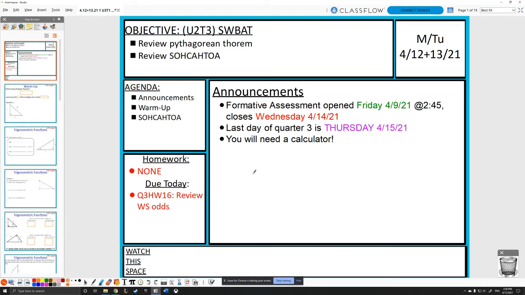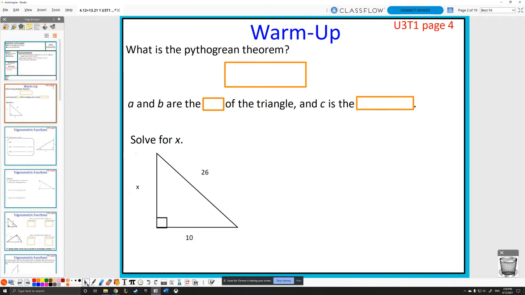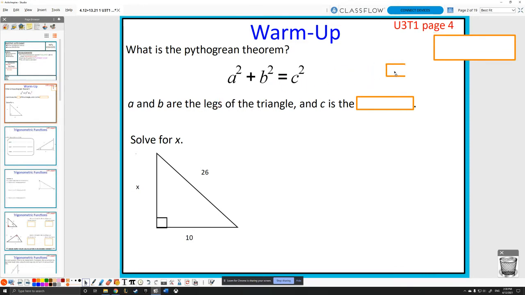Now, for SOHCAHTOA, or sine, cosine, and tangent, you will need a calculator. So please make sure to have that handy, whether on your phone, as a physical copy, or Desmos. All those are okay. Now, Pythagorean theorem, in case you forgot, is going to be a squared plus b squared equals c squared, where a and b are the legs of the triangle and c is the hypotenuse. So if I were to solve this, right, this is a leg, this is a leg, this is my hypotenuse.